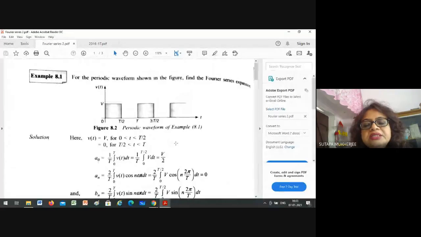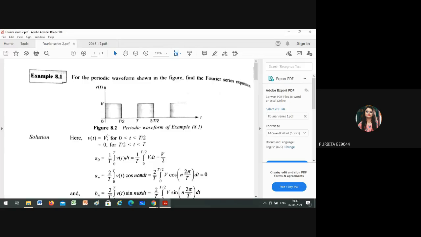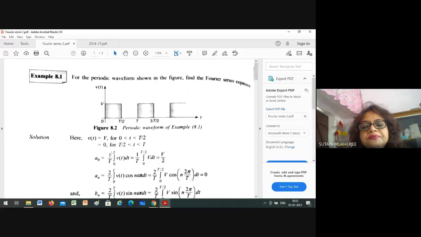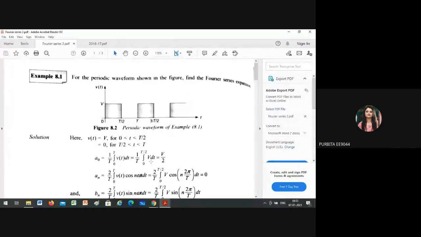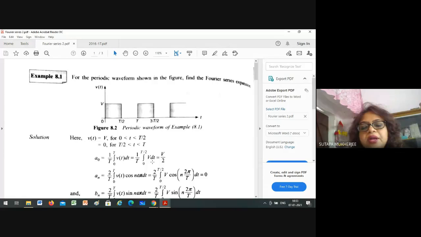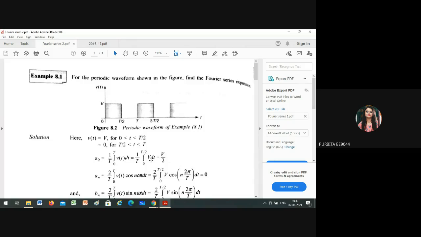Then what is A0? Just tell me what is A0. I have told the formula, A0 equals 1 by T, 0 to T, f(t) dt. So what is the value of f(t) or v(t) here? Capital V. So A0 is 1 by T, 0 to T by 2, V dt. V is a constant term, so the integration will be V t, with limit 0 to capital T by 2.